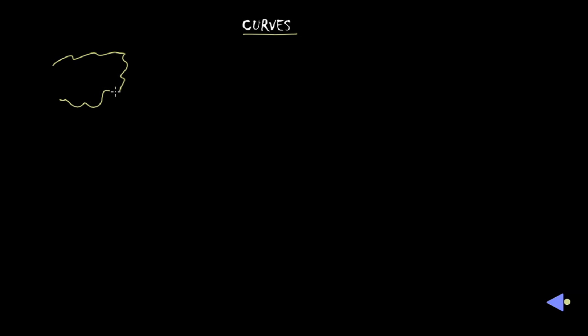If you draw any kind of line without any gap, without lifting your pen or pencil from the paper, it is called a curve. So if you draw a straight line, it is also called a curve. In our daily life, a straight line is not called a curve, it is called a straight line, but in mathematics a straight line is also a curve. So any kind of shape like that is said to be a curve.